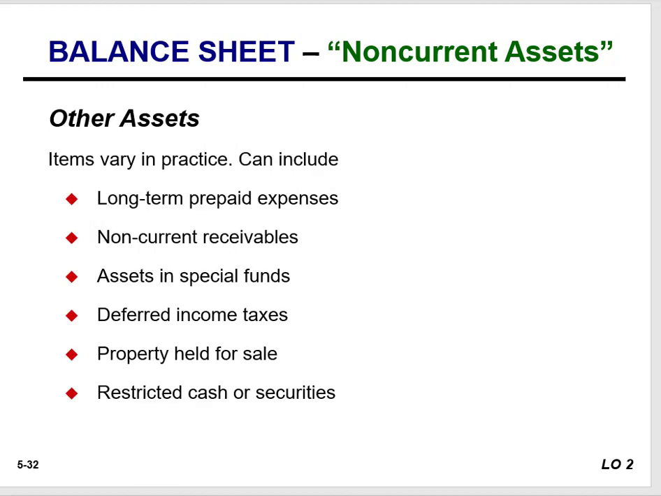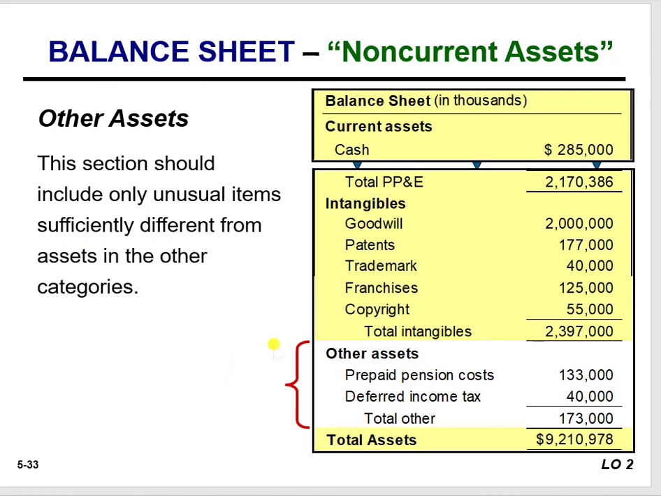So other assets. So items vary in practice, but they can include long-term prepaid expenses, non-current receivables, assets in special funds, deferred income tax, property held for sale, or restricted cash or securities. And so the other assets are listed in the balance sheet in this section after intangibles. The section should include only unusual items sufficiently different from assets in other categories. So here we have prepaid pension costs and deferred income tax as our example items.